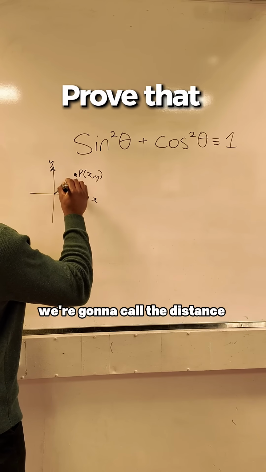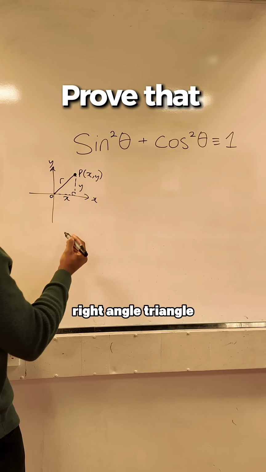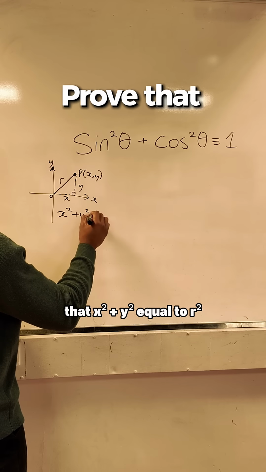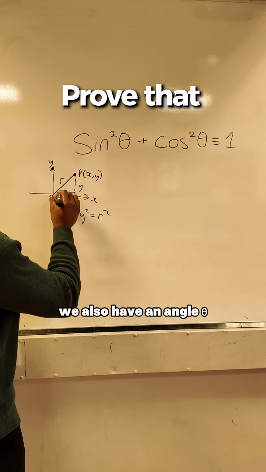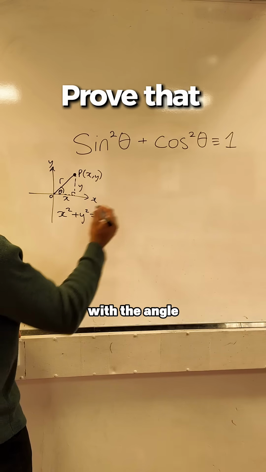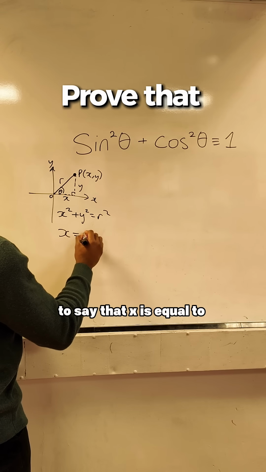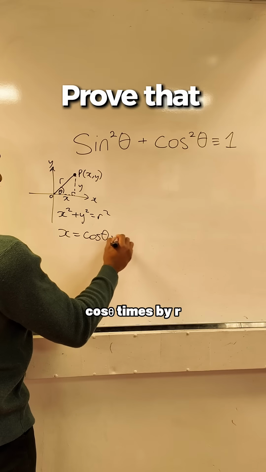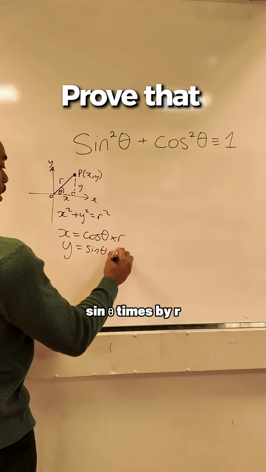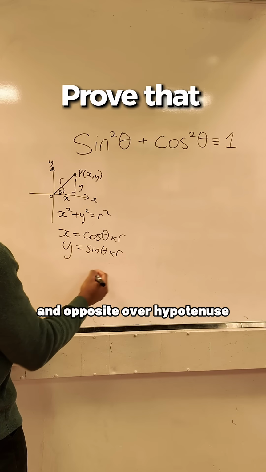We're going to call the distance from the origin to P r, which now means we have a right angle triangle. We can use Pythagoras' theorem that x squared plus y squared is equal to r squared. We also have an angle between the x-axis and the line OP. With that angle, we can use SOHCAHTOA to say that x is equal to cos theta times by r, and y is equal to sine theta times by r. That is using adjacent over hypotenuse and opposite over hypotenuse.